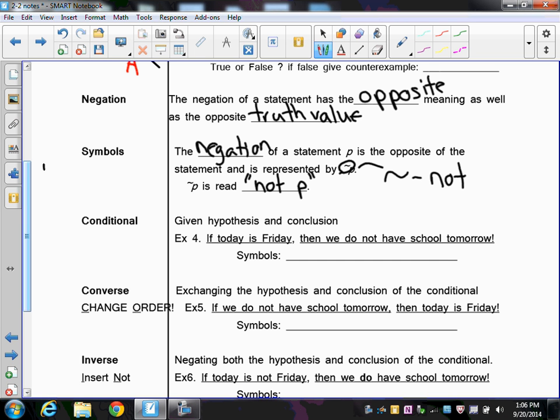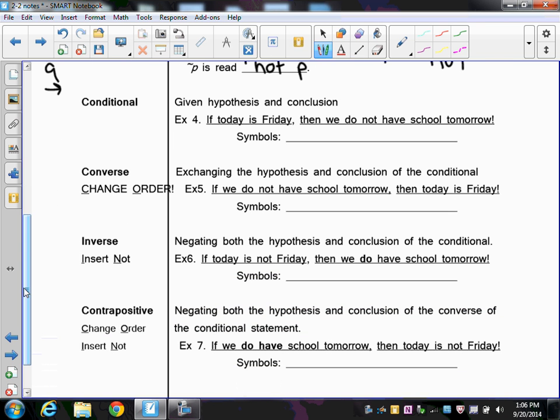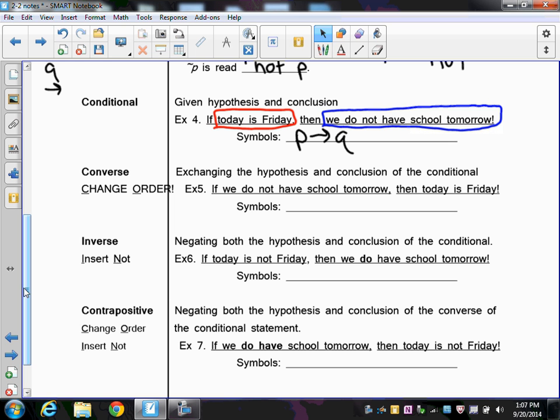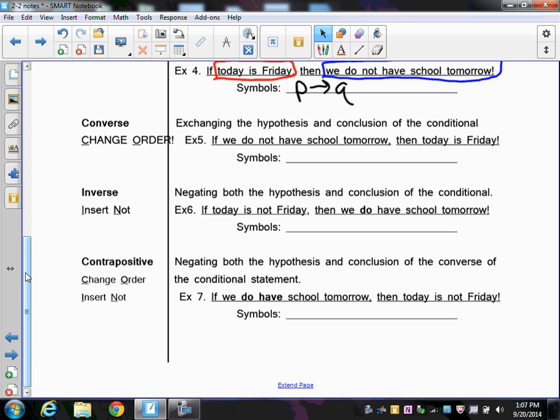So we already learned a few symbols. We've learned P, Q, the arrow means then, and we just learned this one here, which means not. So the conditional is always if P, then Q. So remember, P follows the if. Today is Friday. And some of you might struggle to see the conclusion here because it says we do not have school tomorrow. That's our conclusion. Even though there's a not in there, it's the original not. So we don't put not Q because Q currently has a not in it. I think it'll make more sense as we go down.